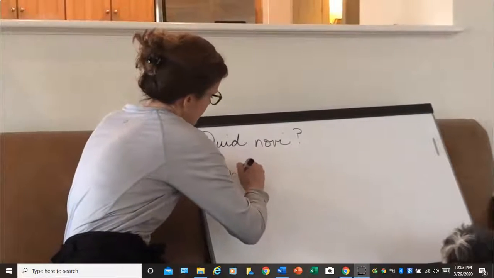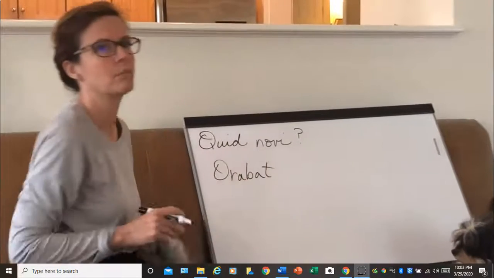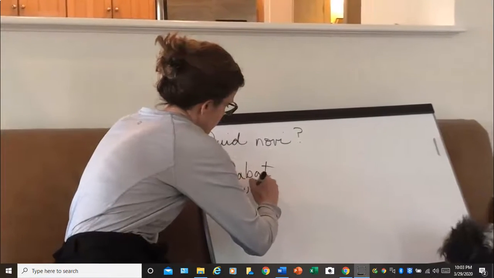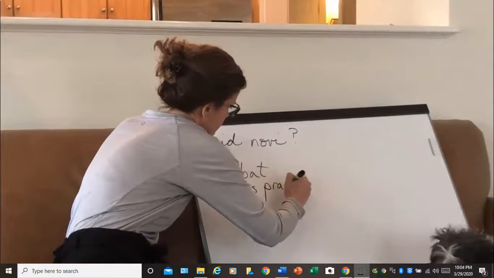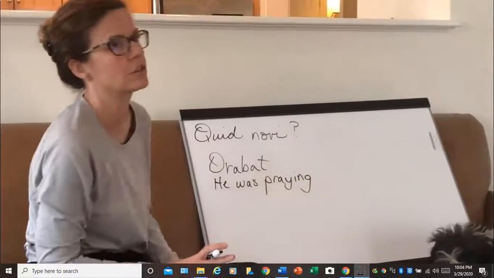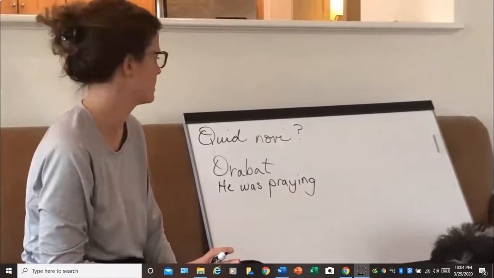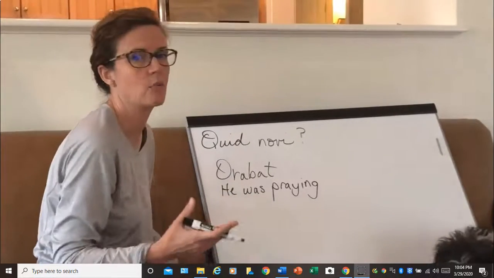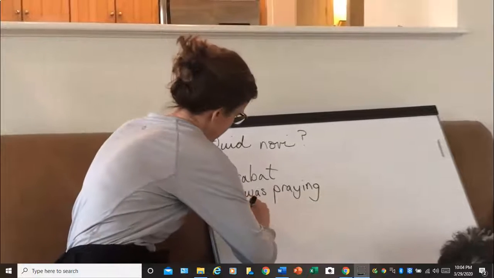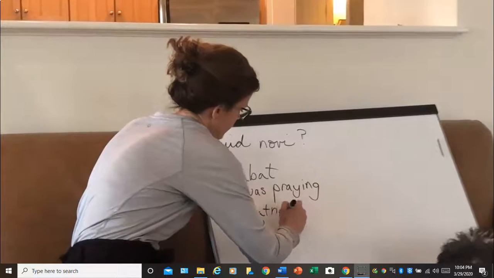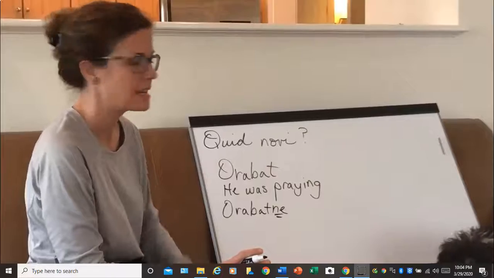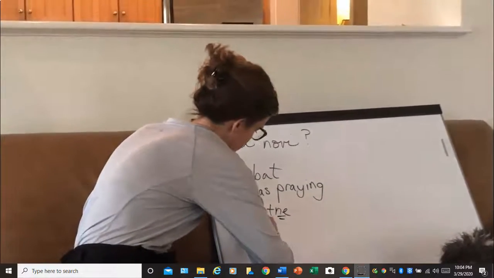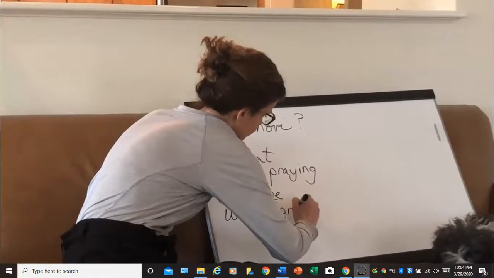I'm going to start with orabat. Now, orabat, you already know what that means. He, she, it was praying. In your head right now, I want you to turn "he was praying" into a question. "He was praying" becomes "was he praying?" And so how do I write "was he praying" in Latin? I write orabatne. Just put N-E at the end of orabat, and "he was praying" becomes "was he praying?"